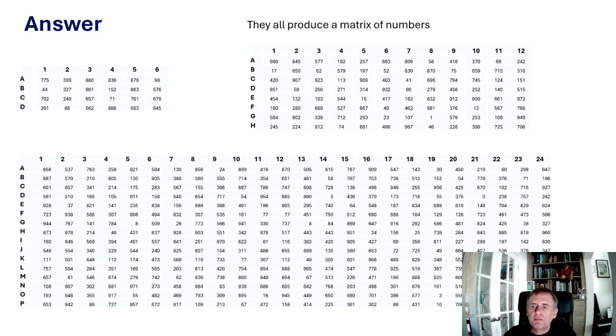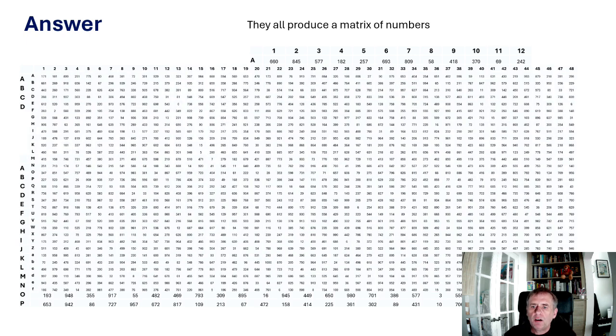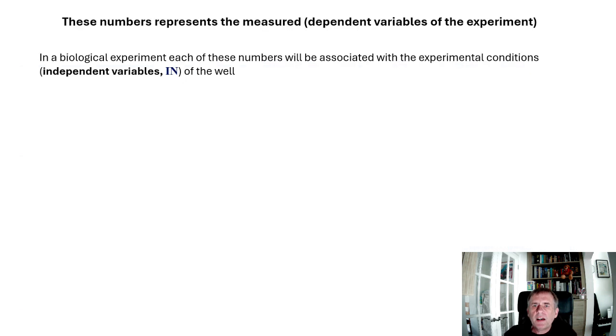And if you work for Big Pharma, then you may even produce this type of matrix of a 1536-well plate if you're really into high throughput screening. Now these numbers represent the measured or dependent variables, as mathematicians call them, of an experiment. And in a biological experiment, each of these numbers will be associated with the experimental conditions, or what we call the independent variables of the experiment, of the particular well that is being screened.